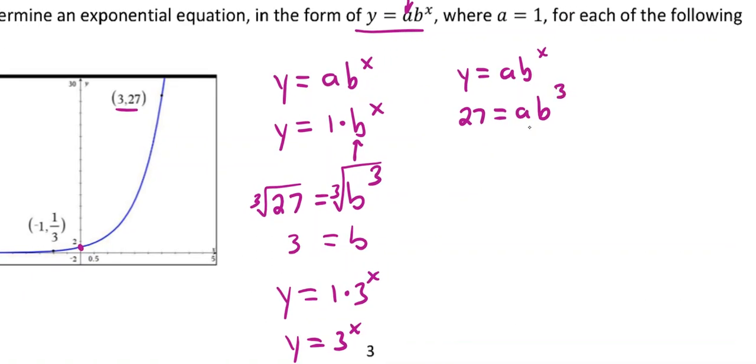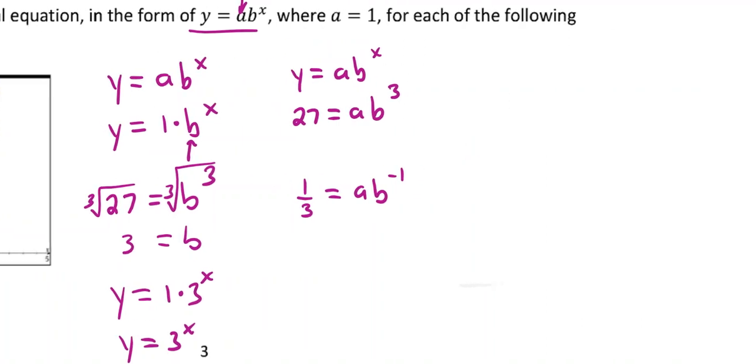But that's all we know; we don't know how to solve for one of those. So we could set up another equation where 1 over 3 is equal to a times b to the negative 1. And we've got two equations and two unknowns. So how would you solve two equations and two unknowns? What would be your first step there? Isolate a variable, yeah.